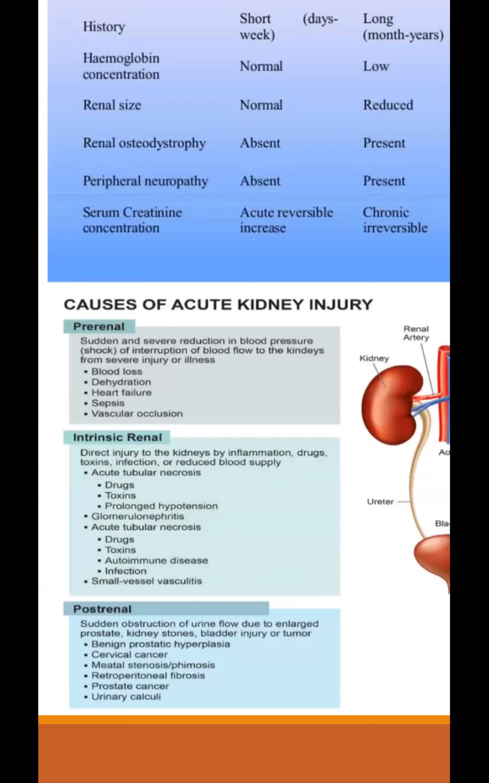Intrinsic renal means renal changes. It could be any drug, prolonged hypertension, any toxin, any vasculitis. Post-renal cause, I already discussed, is any obstruction like BPH, cervical cancer, any metastasis, and prostatic cancer. We have to highly remark this point because these are exam questions: pre-renal, renal, and post-renal.